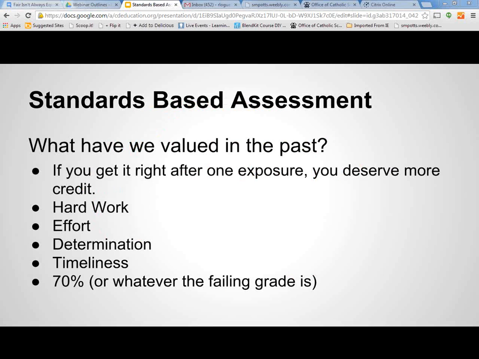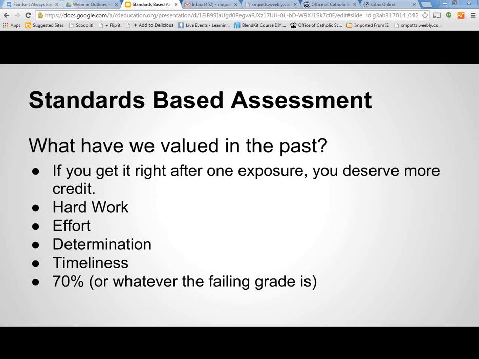Let's compare that to what we valued in the past. In the past, we've often said, and we've never really said these out loud, but when we take a look at this, these are what actually create letter grades. These are what create, in a very traditional setting, the majority of a student's grade. Not how they've done in class, but these different pieces here. For example, that first one, if you get it right after one exposure, you deserve more credit. Think about homework. Homework is meant to be practice.